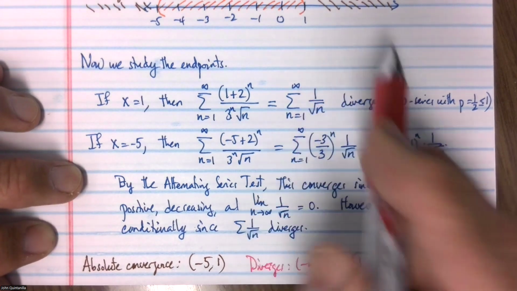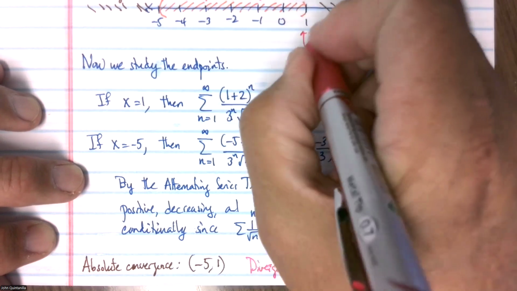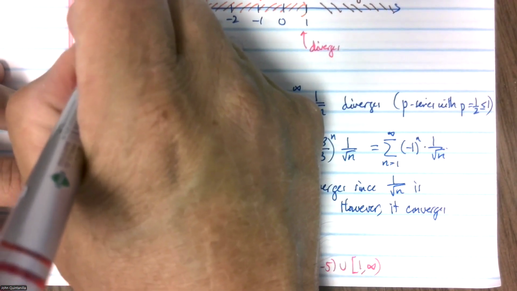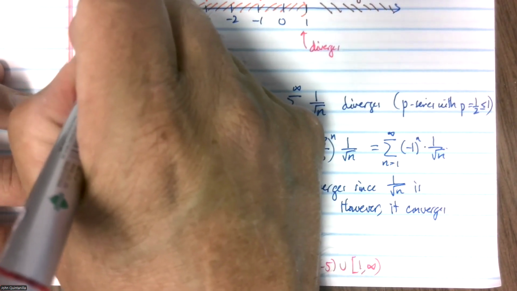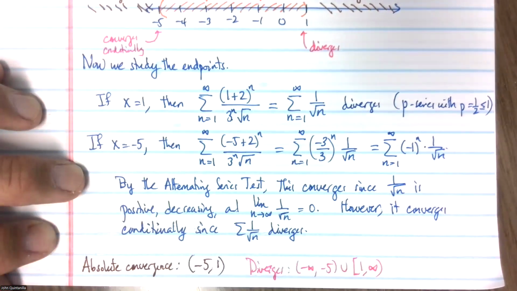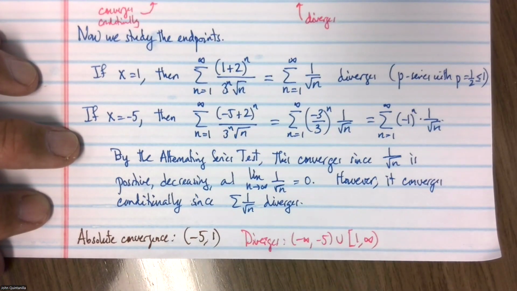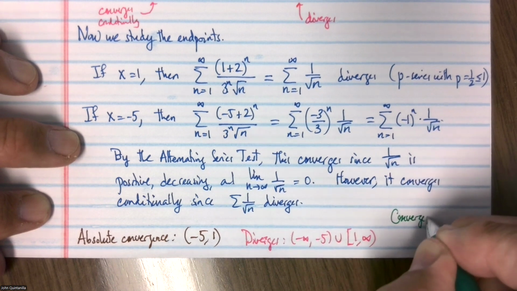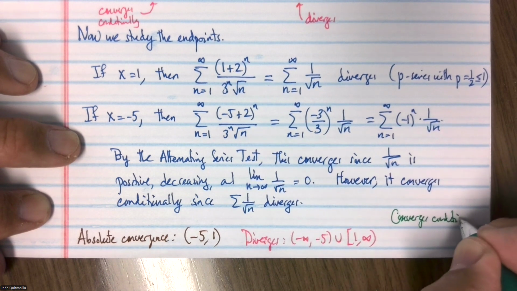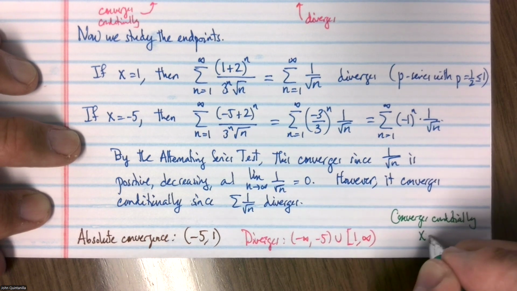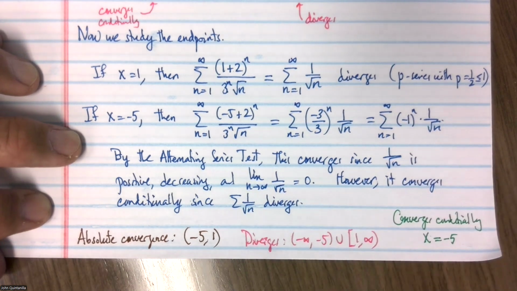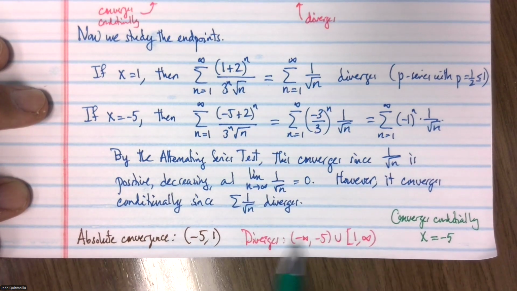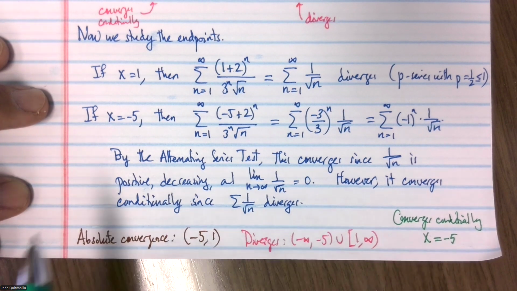So I've established that at 1 it diverges. And lastly, at -5, it converges conditionally. That happens at the one number x equal to -5. And so here's where it converges absolutely, here's where it diverges, and here's where it converges conditionally.